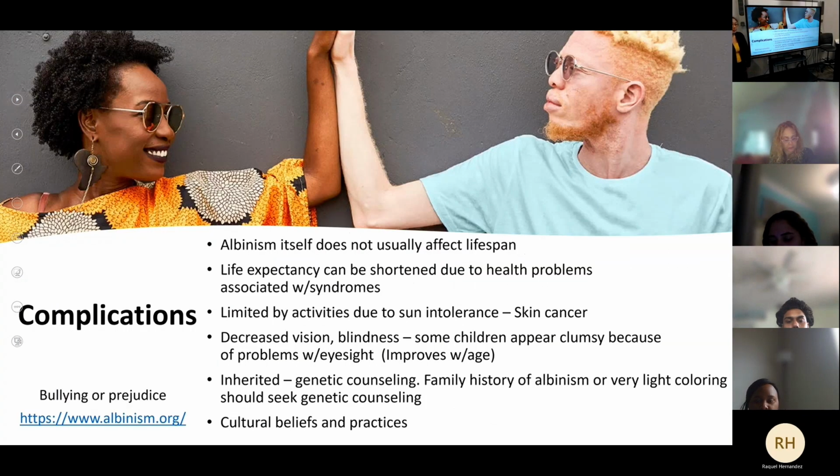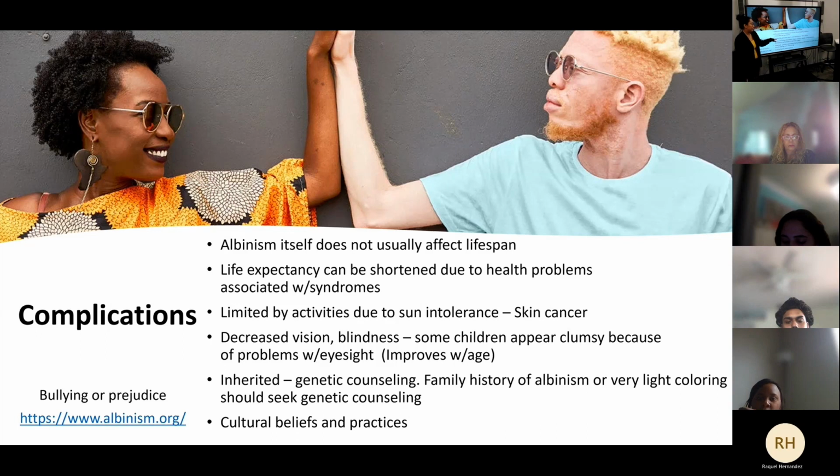What are some complications patients with albinism face? Well, first and foremost, bullying and prejudice, especially with children in the US and in public schools. They do face some bullying due to the color of their skin. Now, albinism itself doesn't usually affect the lifespan. However, the syndromic albinisms do. For example, Shirayaki is very common in children and their lifespan can be drastically shortened.